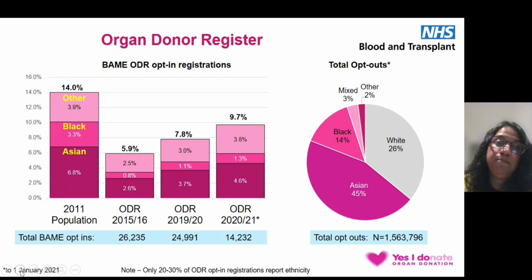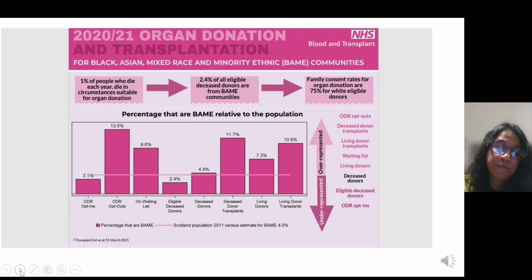If you look at the BAME ODR opt-ins, then 6.8% of those are Asians. If you look at the opt-outs, 45% of the opt-outs are from the Black and ethnic, from the South Asian communities. And this may be due to myths, might be due to ignorance, and might be due to health illiteracy, and we will explore those reasons later on.